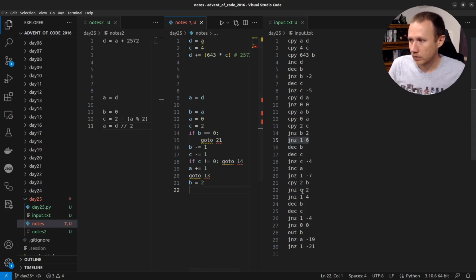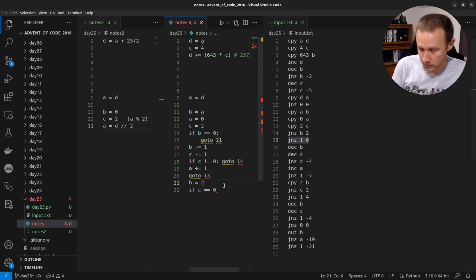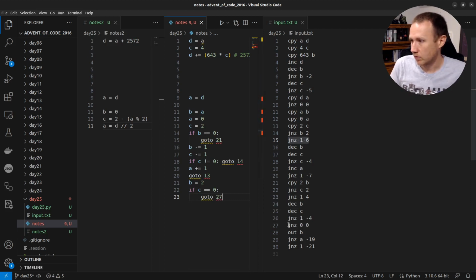Jump non-zero C is 2. So if C equals 0, then we go to 24. So basically this is if C is not equal to 0. No, sorry. If C is equal to 0, we do this next thing, which is we definitely jump forward 4 to 27. So we're going to go to 27, which is down here.